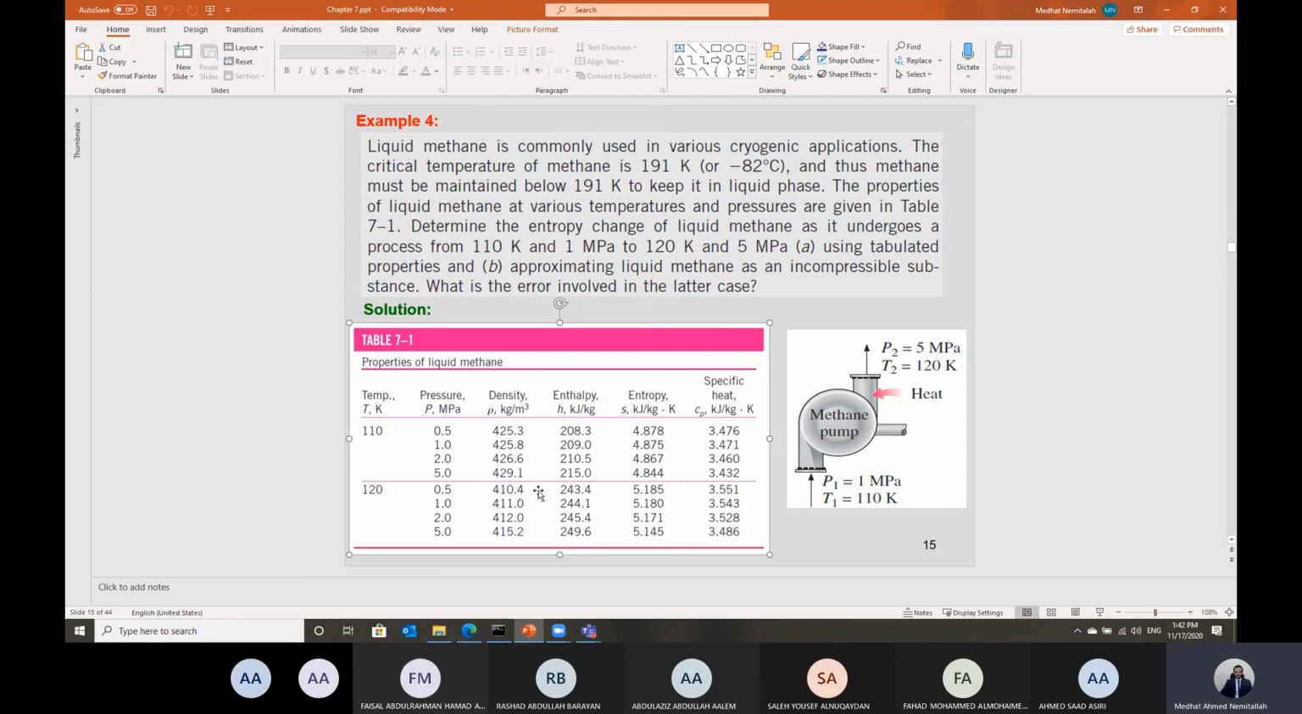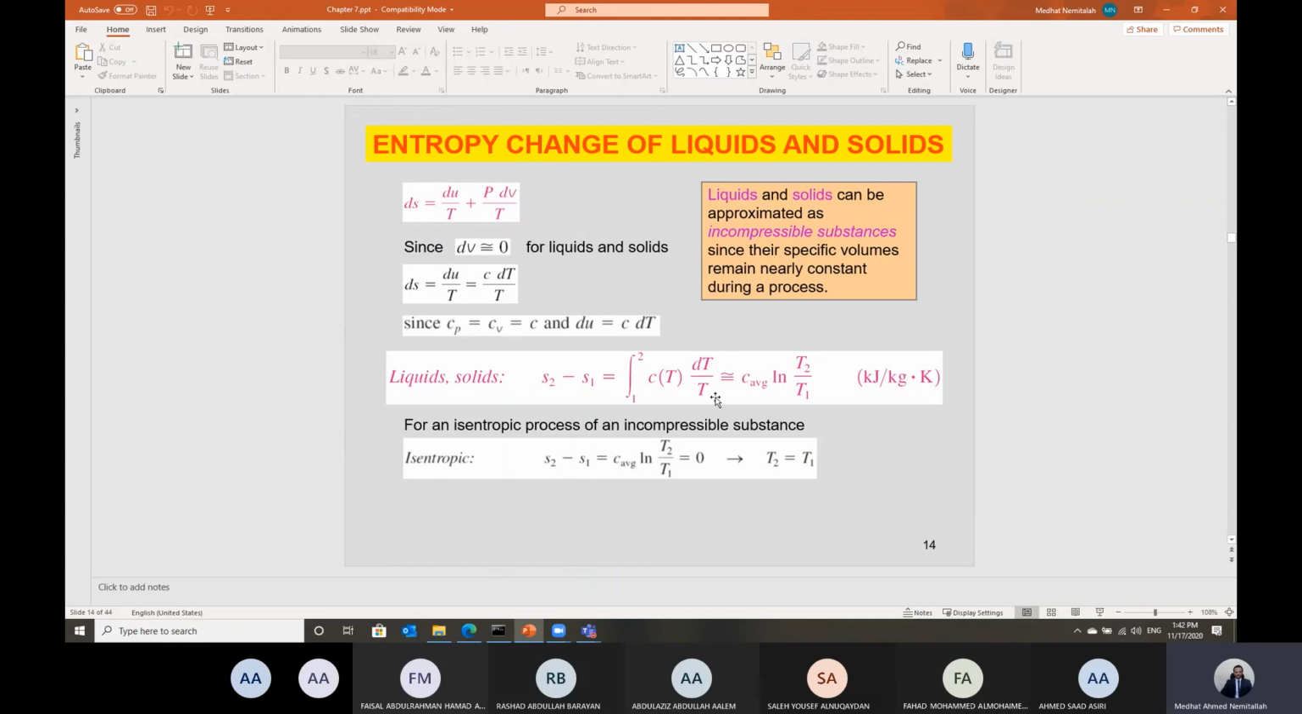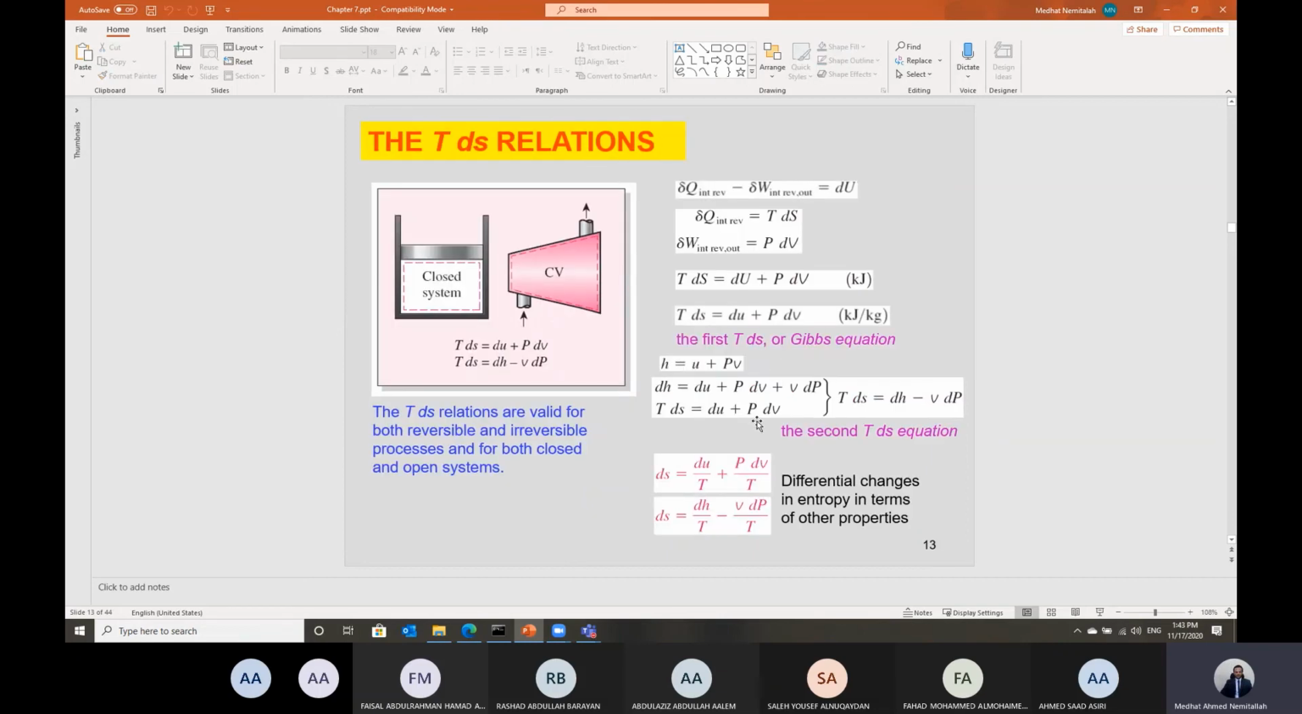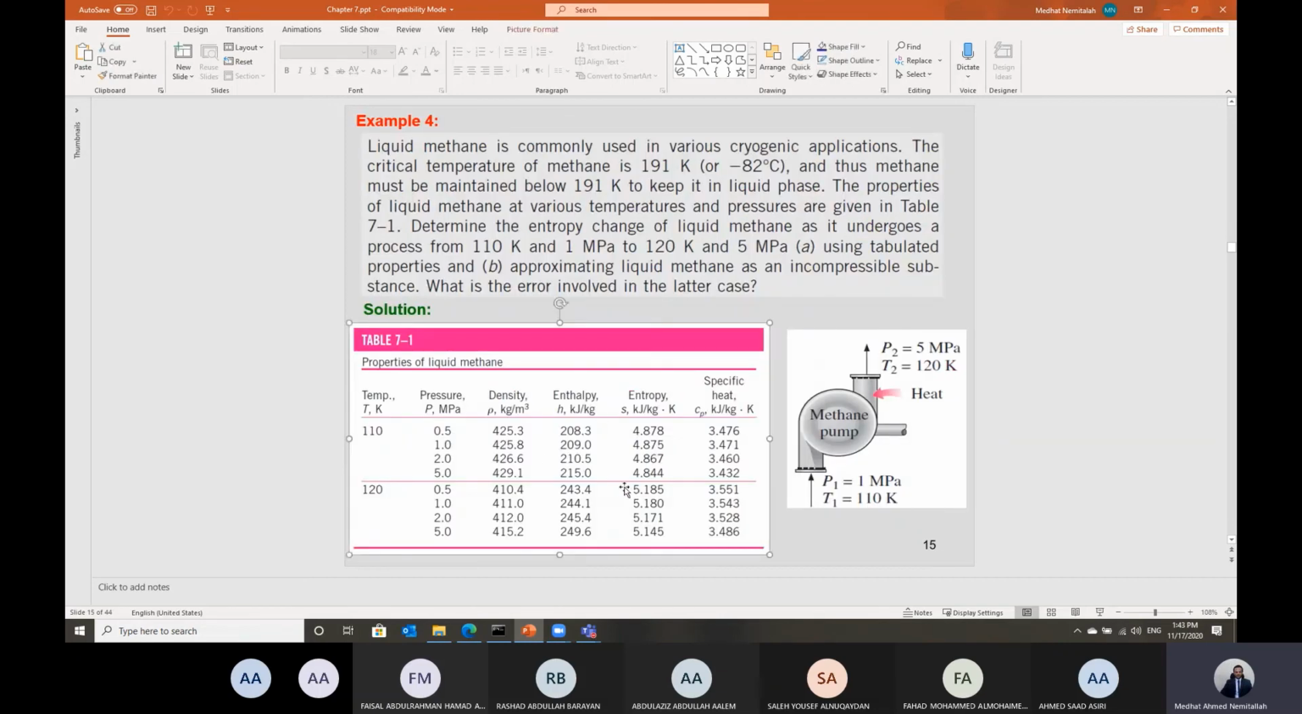The values in the table, guys, are based on experiment, real life measurement. So that should be the actual value for compressed methane. And then we can compare it with the approximations, the TdS relations that we have approximated, where C as an average value we can get from table A3. This is a kind of approximation. That's why they are not typically equal. So we need to calculate it using this approximated relation and compare it with the actual values listed in this table. Here, guys, in this table.